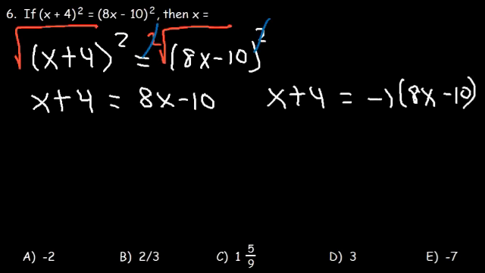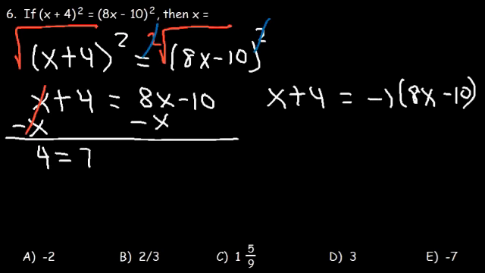So let's start with the equation on the left. Let's subtract x from both sides. So we're going to have 4 is equal to 7x minus 10. So next, let's add 10 to both sides. 10 plus 4 is 14. So 14 equals 7x, and then we're going to divide both sides by 7.